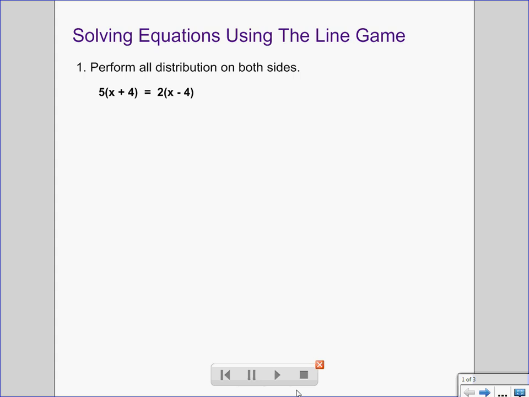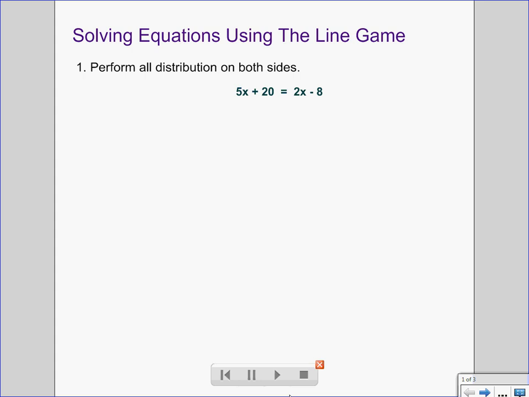So we're going to multiply, in this case, 2 times x, which is 2x. A negative times a positive is a negative. And 2 times 4 would be negative 8. On the other side of that, we'd multiply 5 times x, which is 5x. Positive times a positive is a positive. And then 5 times 4 is 20. So we would end up with 5x plus 20 is equal to 2x minus 8.